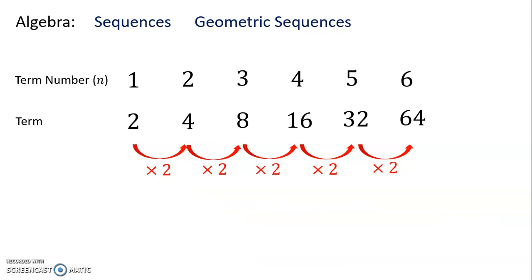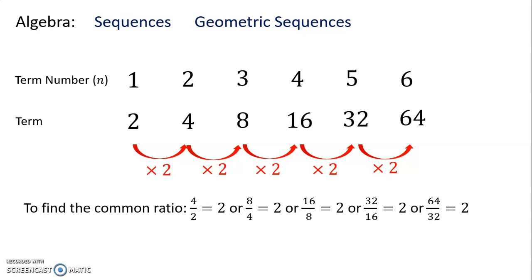So how do we work out the common ratio? Well, sometimes, as in this example, you can just see that you're doubling every time, and therefore you're multiplying by 2. But sometimes it won't be so easy. So if you need to calculate it, you can take one term and divide it by the previous term, and that will give you the common ratio.